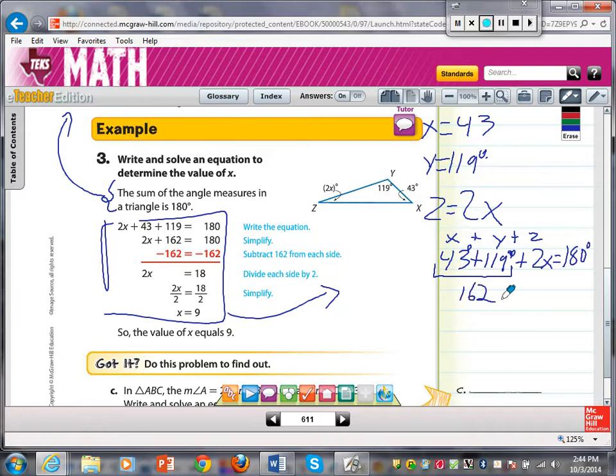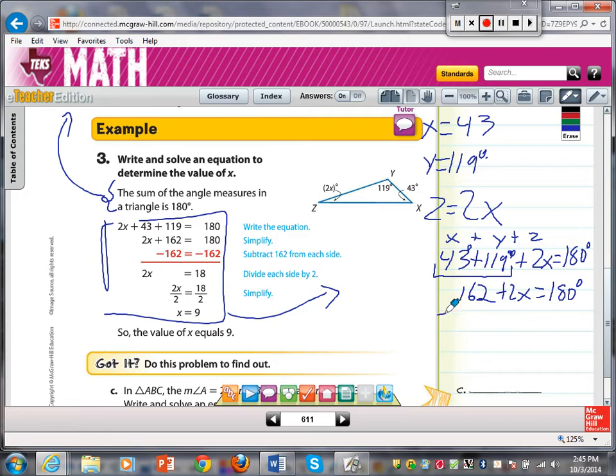62. So this is combined. Now we just need to bring out our plus 2x, then bring down the equal sign and bring down our 180 degrees. Now this should look familiar to you. This is a two-step equation.